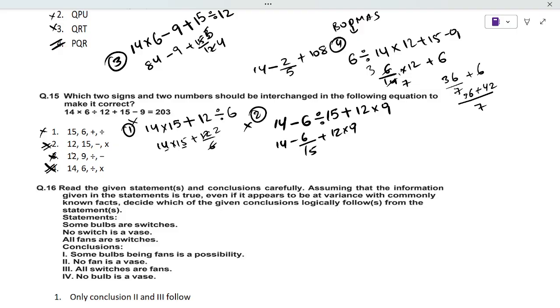3. So 12 and 9 should be interchanged. So 12 and 9, here we'll get 9, here we'll get 12. And then division and subtraction should be changed. So 14 into 6, right? Division should be minus, 12 should be 9, plus 15, minus becomes division, and 9 becomes 12. So here, minus 9 plus 15 by 12, 3 5 times, 3 4 times.